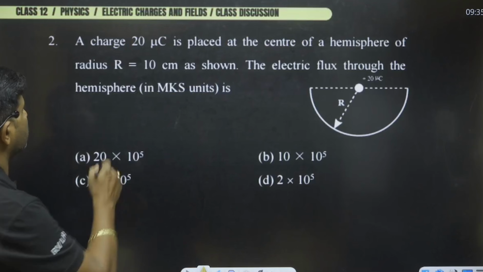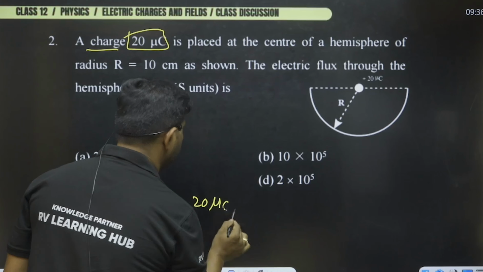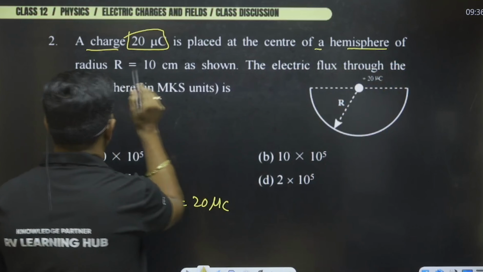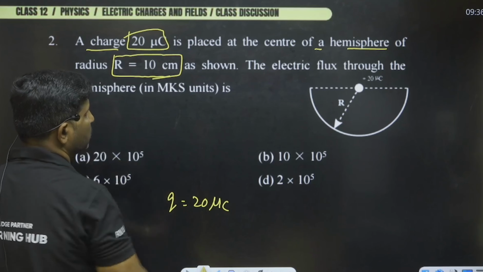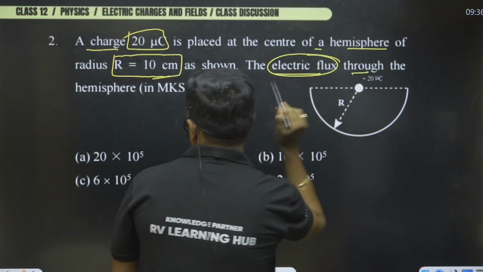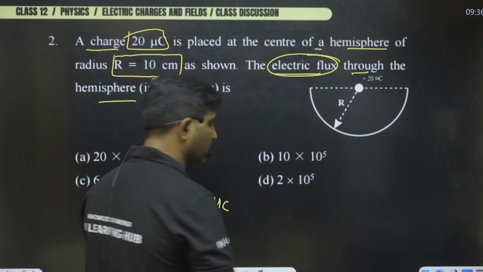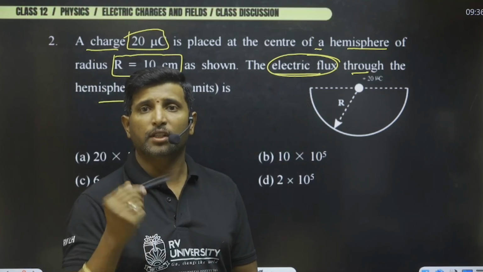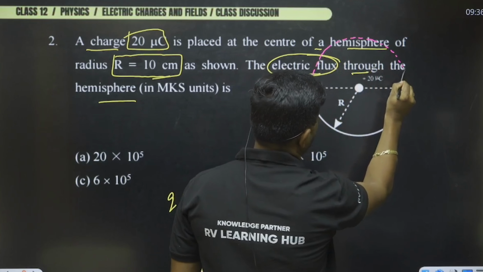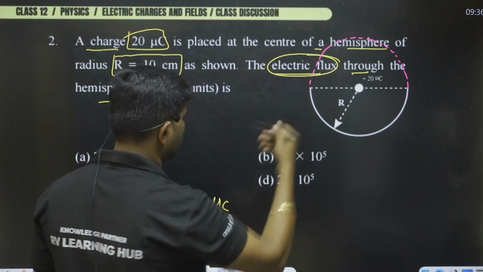What are they saying to us? A charge of 20 microcoulomb, plus 20 microcoulomb, is placed at the center of a hemisphere of radius 10 centimeter, as shown in the figure. They are asking what the electric flux through the hemisphere is. So see here, whenever we want to calculate the electric flux, we need a Gaussian surface. A Gaussian surface is a closed surface. Therefore, let us imagine a closed surface for this.